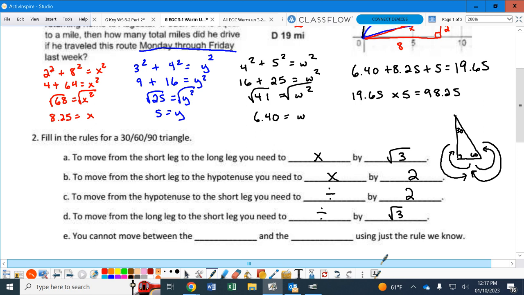Now, what are the 2 parts you cannot move between? One class got this, one class didn't. What can't you do, John? Long leg and hypotenuse. Doesn't matter which order you put them in, just those 2 things. So the hypotenuse and the long leg. There is no number that goes between those until you get into fancy trig. You can do cosecants and some other things and get there eventually, but we're not into that.